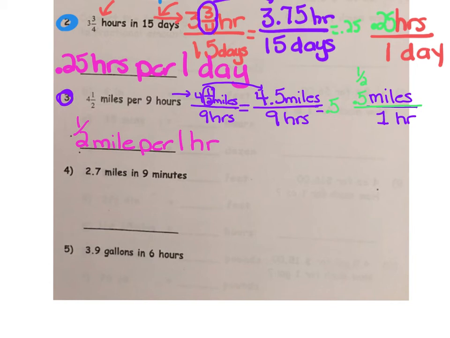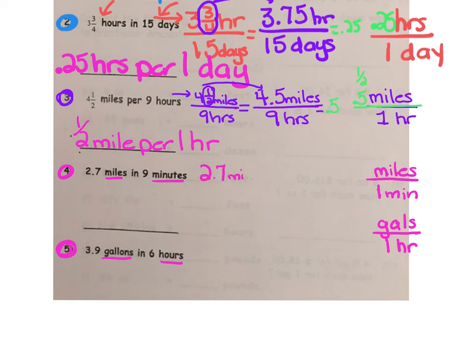Now you're going to complete the next two on your own. When you're ready, turn the video back on. In number 4, it should be miles per 1 minute. So set that up off to the side. How many miles can be covered in 1 minute? And then for number 5, how many gallons, let's say of gasoline, per 1 hour? So gallons per 1 hour. Set up the ratios.